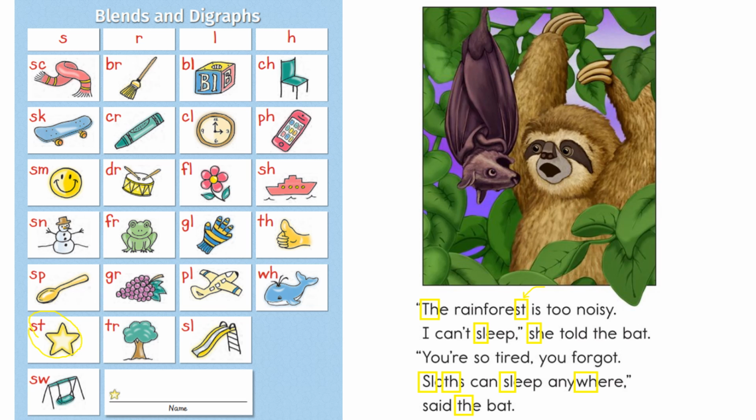This is a blend or a digraph we don't see as often when we're solving the wh, like whale. So when you're seeing the wh, you might think, oh, I only make the w sound, like whale. The h stays quiet.